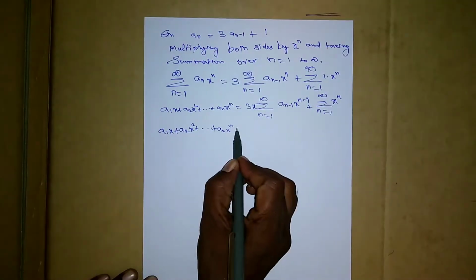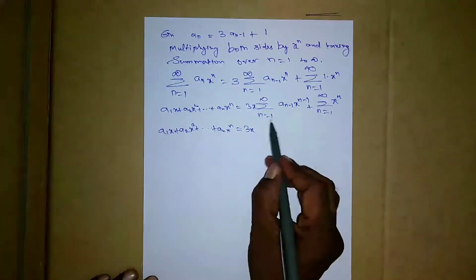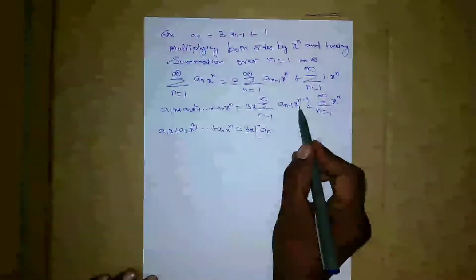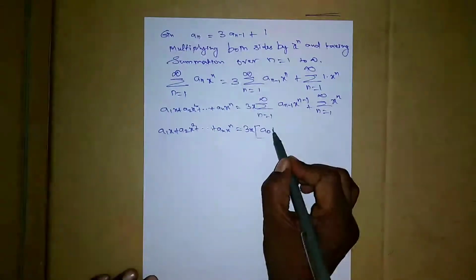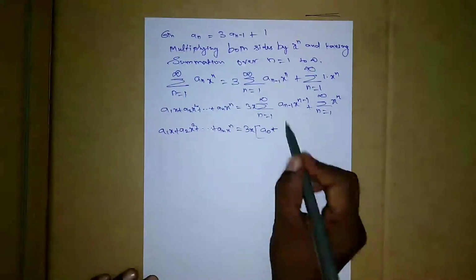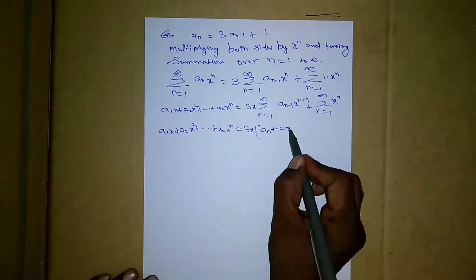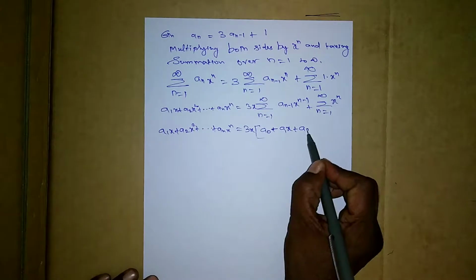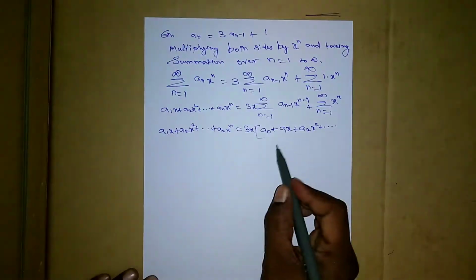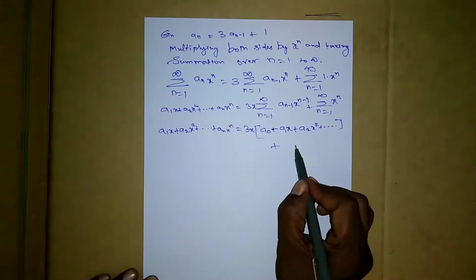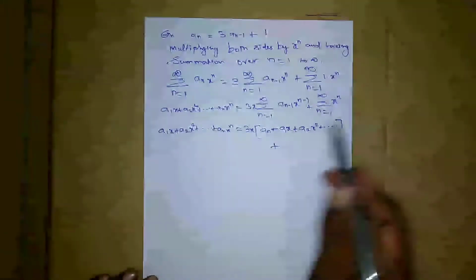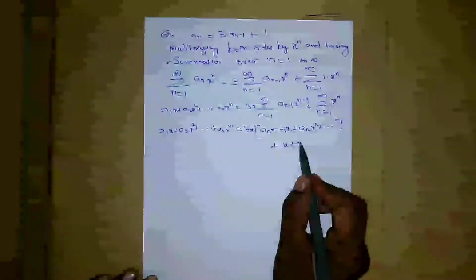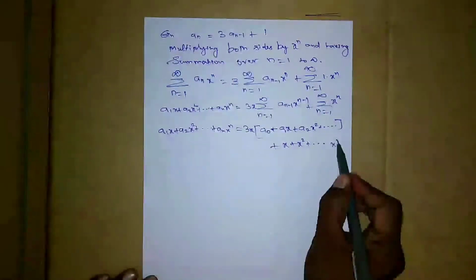a_n x^n = 3x into, when we put n = 1 we have a_0, n = 1 gives x^0, plus put n = 2, a_1 x, a_2 x^2 plus etc., plus summation n = 1 to infinity, x + x^2 + etc. x^n.